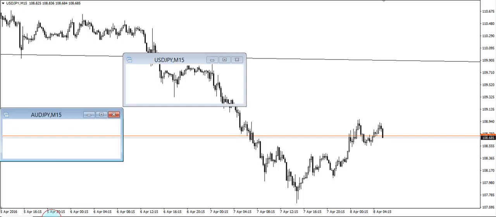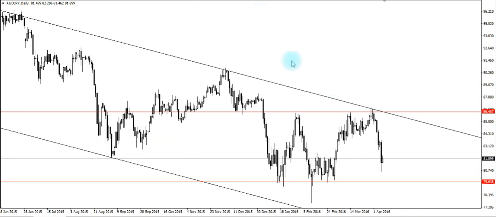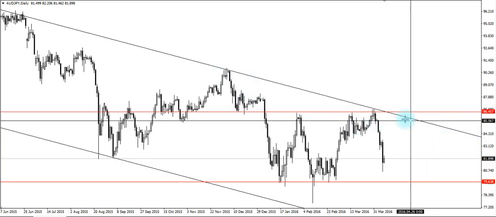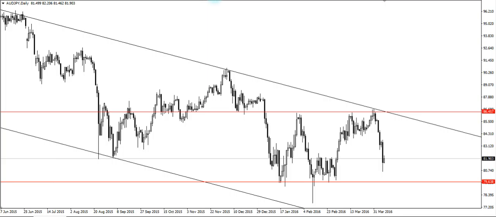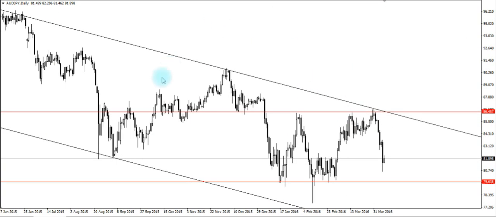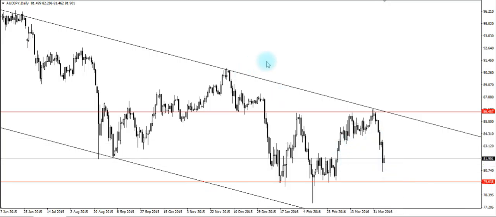Right, moving on, next we have the Aussie against the Japanese yen. So in the day one chart, we've seen the price has continued to fall from the top of the falling trend channel that's based on the day one charts, which you can also see in the weekly charts, and therefore expected to fall much further. Right now it is about to reach the key support level at 79.63.